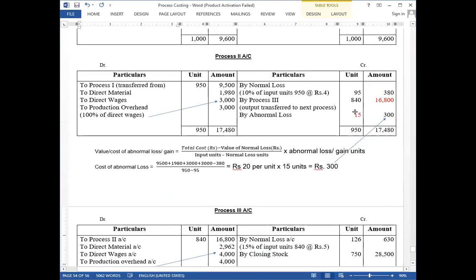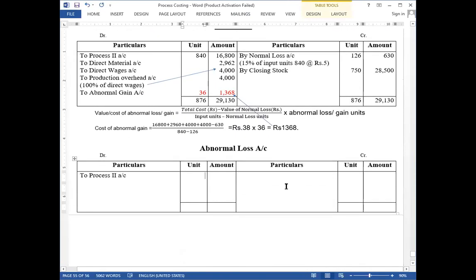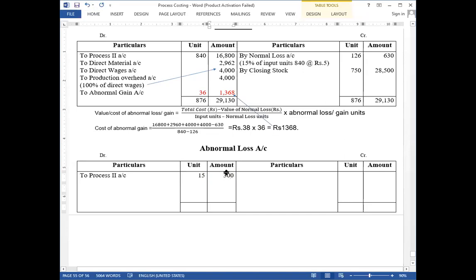How many units in process 2? 15 units are abnormal loss, and the cost of abnormal loss, that means material, wages, everything you have involved for these 15 units, is 300 rupees. So 15 units at the rate of 300. Expenses incurred for these 15 units are 300, but these 15 units become abnormal loss, which you cannot sell for 300 rupees. You can sell it only for the scrap value.